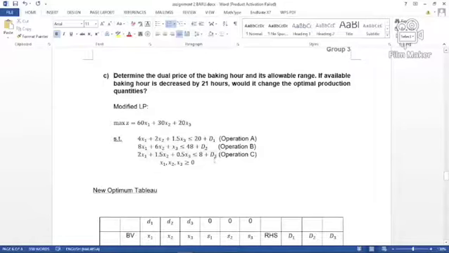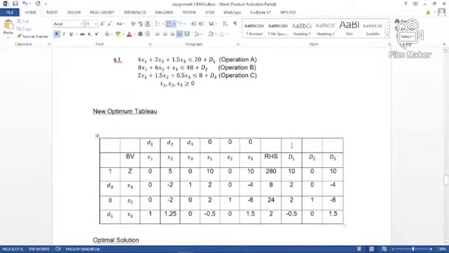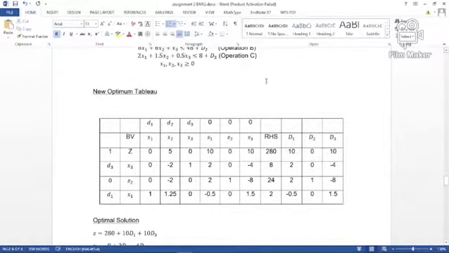After we modify the LP, we also have to modify the optimal tableau. We can also do this from the start, from the initial tableau, but even so, it is still going to be the same. For the optimal tableau, we have to add 3 new columns to the right of the right hand side, which are D1, D2, and D3 of the optimal tableau.